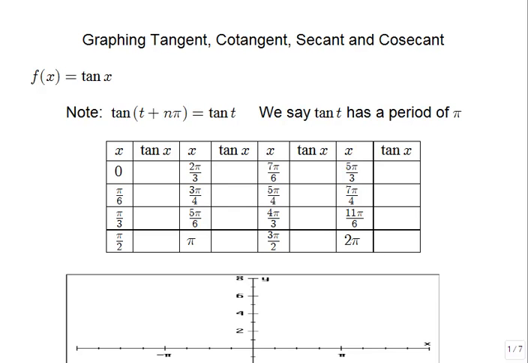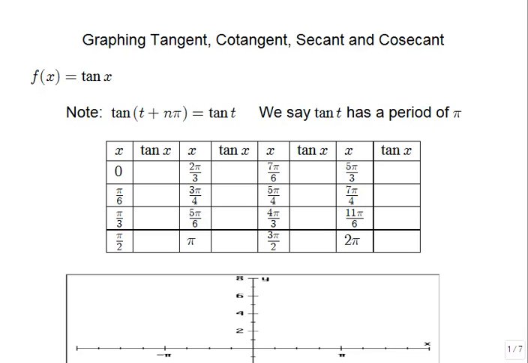Welcome to the video lecture on graphing tangents, cotangents, secants, and cosecants. We're going to start with the graph of tangent of x, and you want to recall that when we talked about properties of trig functions, we said that tangent had a period of pi, and we're going to see that on our graph in just a moment.